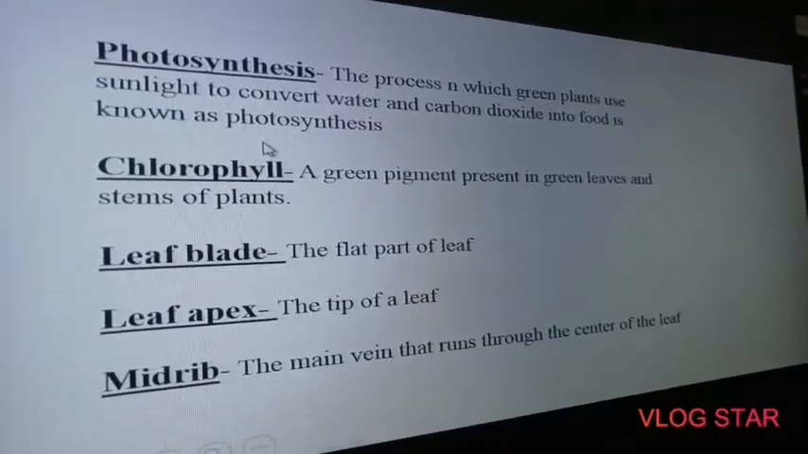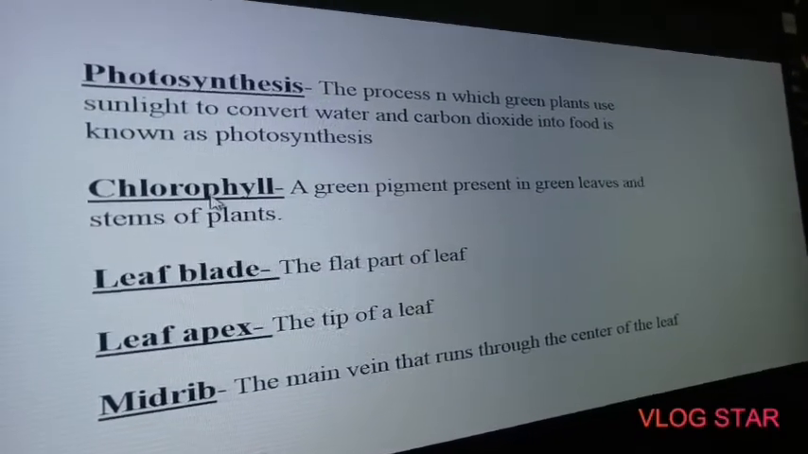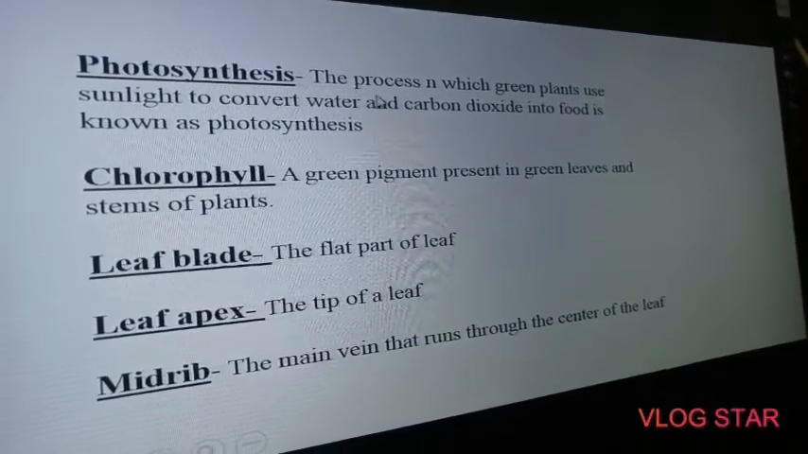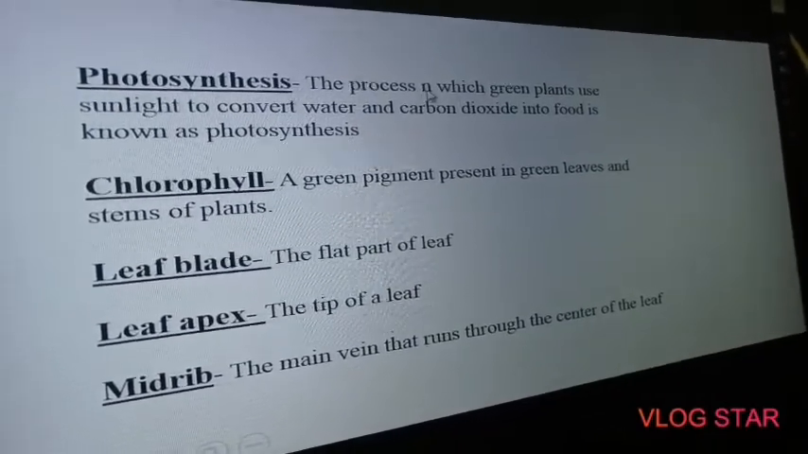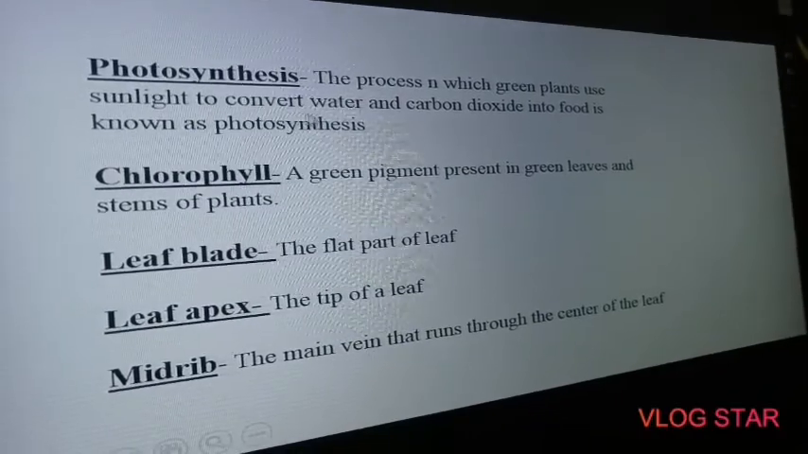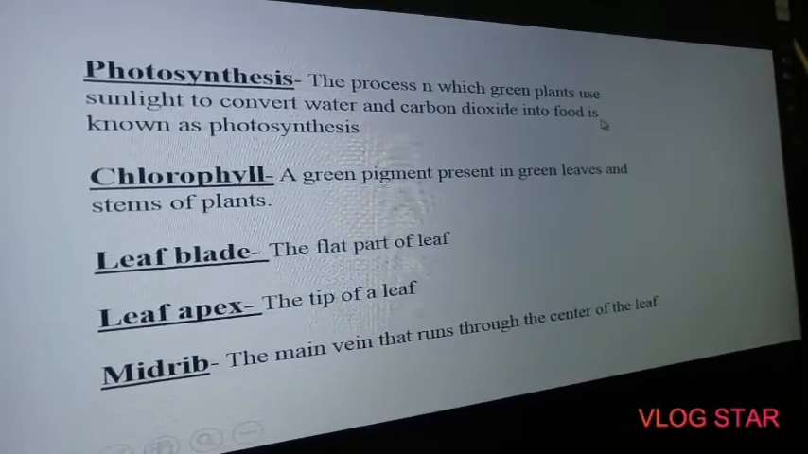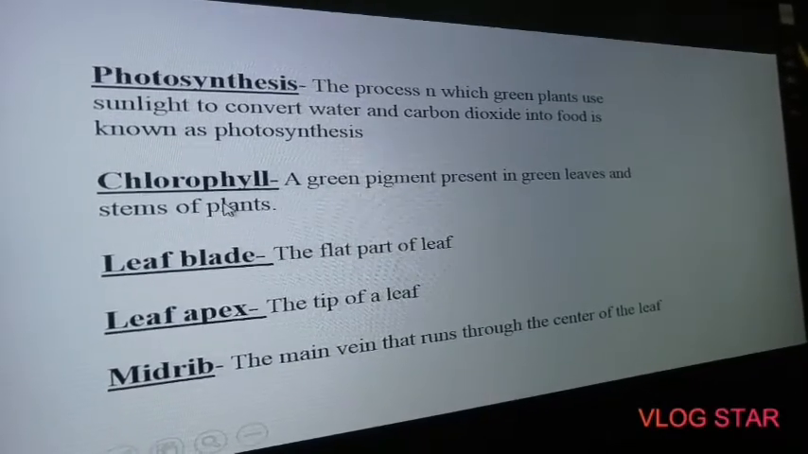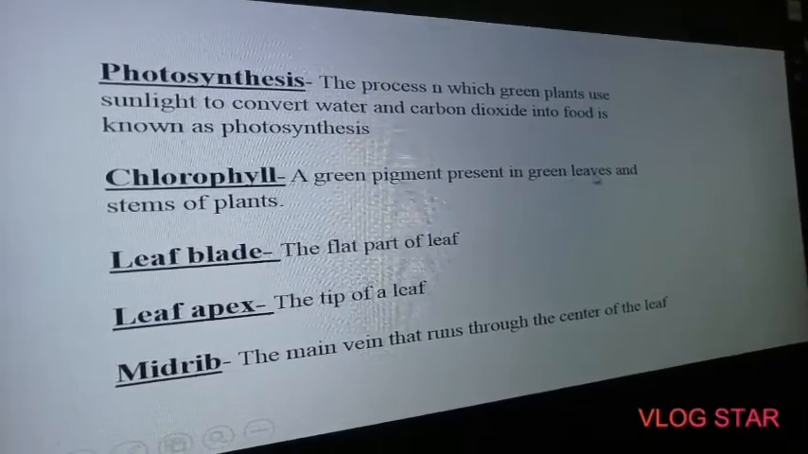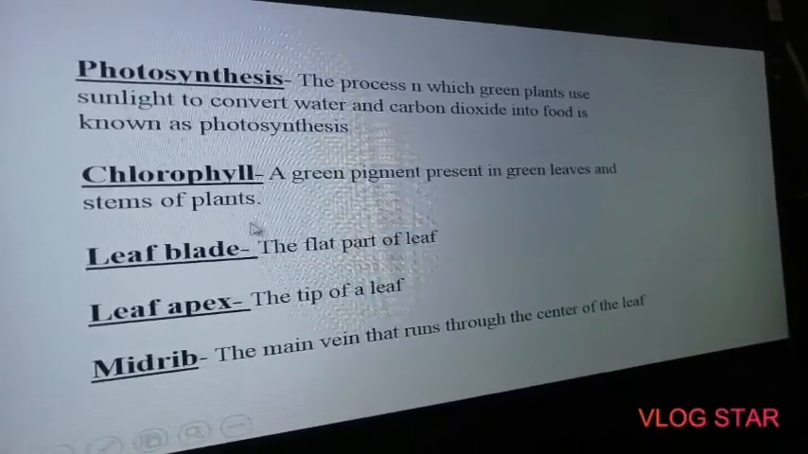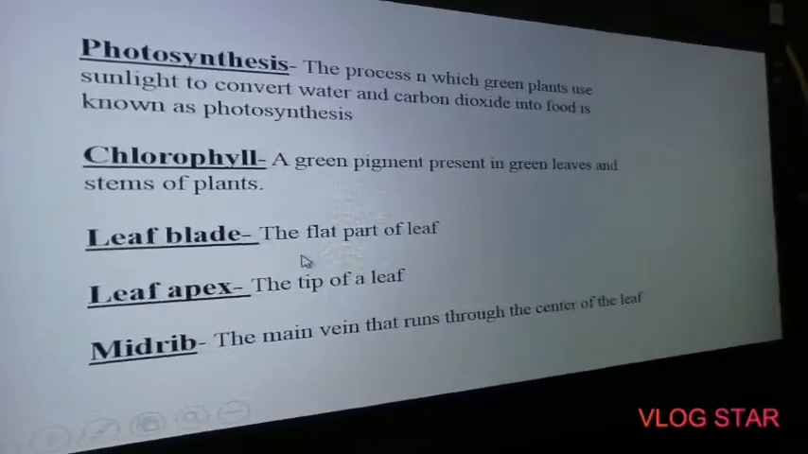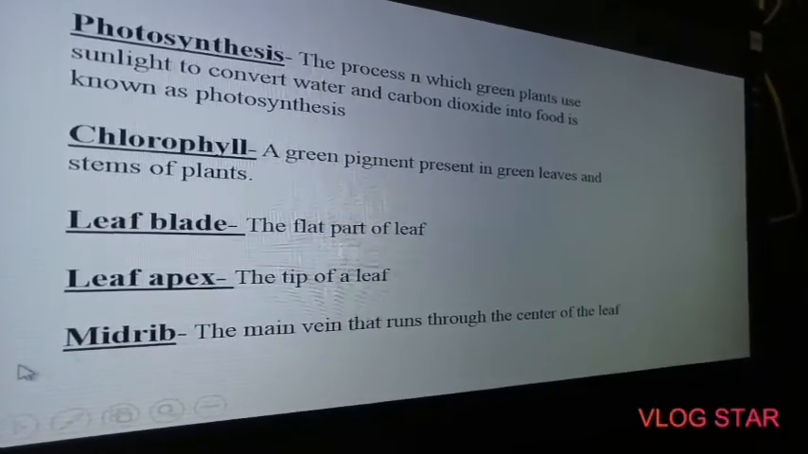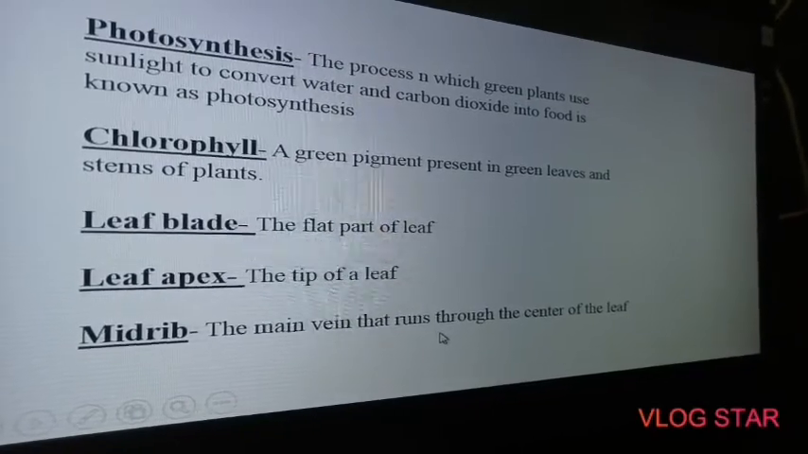So till now we have learnt what is photosynthesis, what is chlorophyll, leaf blade, leaf apex and midrib. The process in which green plants use sunlight to convert water and carbon dioxide into food is known as photosynthesis. Chlorophyll, we know it is a green pigment that is present in green leaves and stem of the plant. Leaf blade, we know, is the flat part, the whole part of the leaf. Leaf apex is the tip of the leaf. Midrib is the main vein that runs through the center of the leaf.